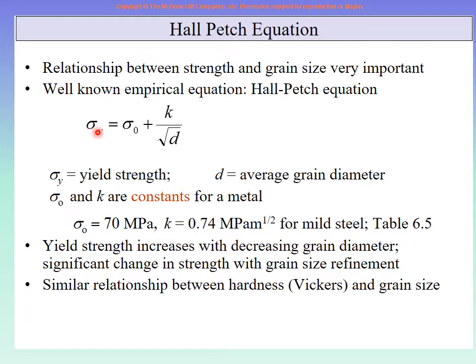And here, this equation tells you the same thing. If d becomes small, mathematically, if anything in the denominator becomes small, the whole number becomes larger. So the smaller the grain size, the larger the whole value. So yield strength will be higher if grain size goes down, right? And of course, we have told you that strength and hardness go together. So if grain size decreases, strength goes up and hardness also goes up, okay?